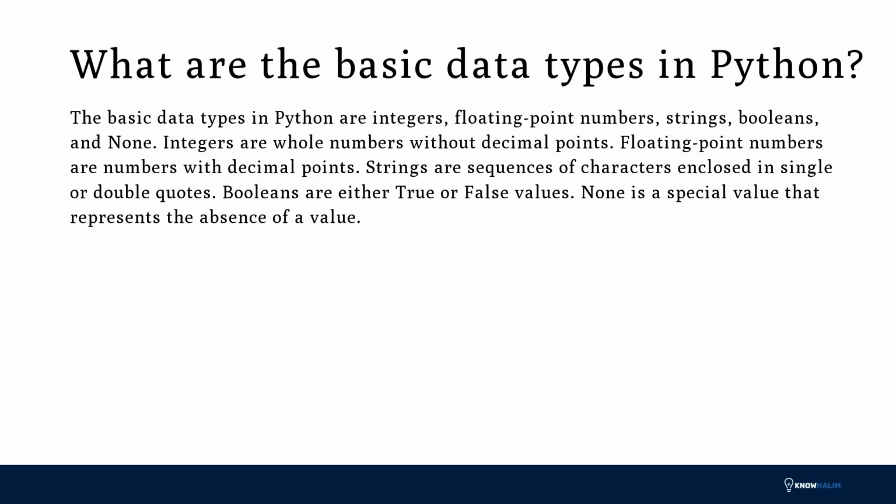What are the basic data types in Python? The basic data types in Python are integers, floating point numbers, strings, booleans, and none. Integers are whole numbers without decimal points. Floating point numbers are numbers with decimal points. Strings are sequences of characters enclosed in single or double quotes. Booleans are either true or false values. None is a special value that represents the absence of a value.